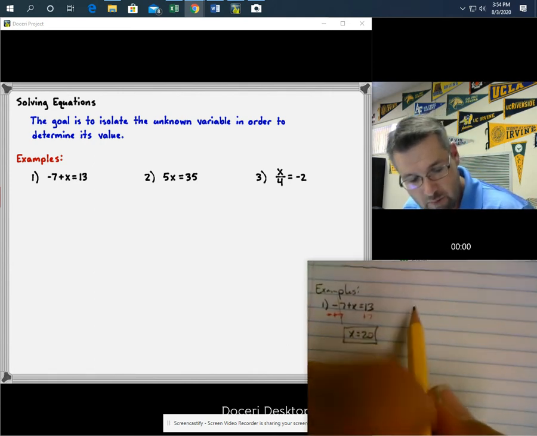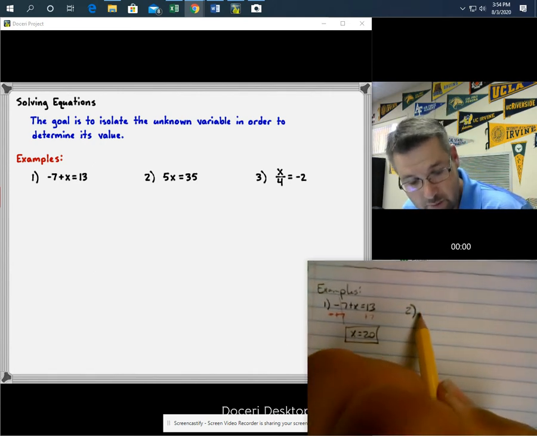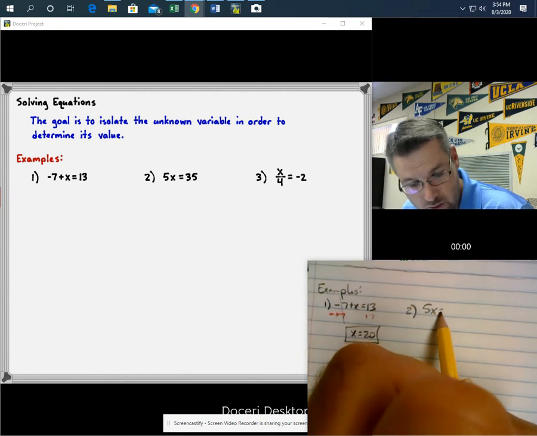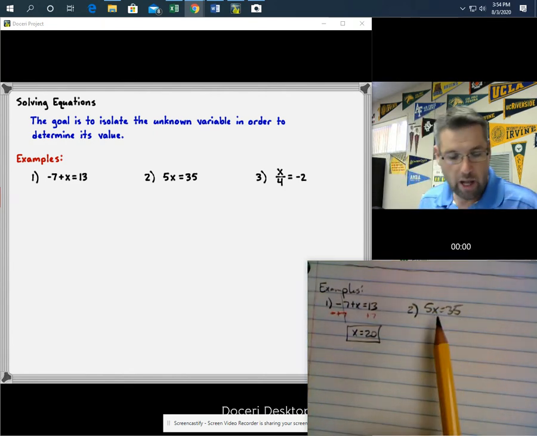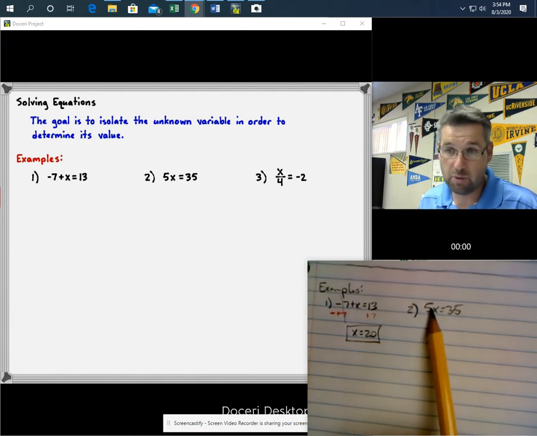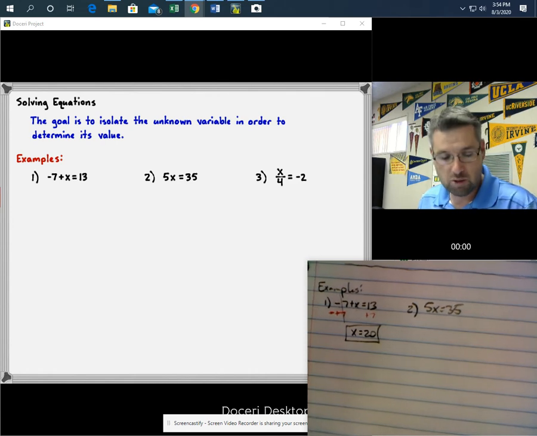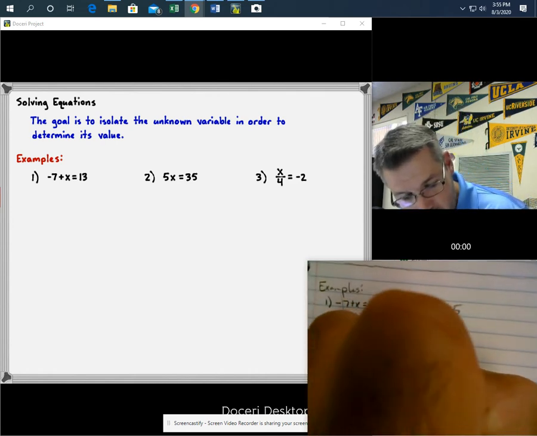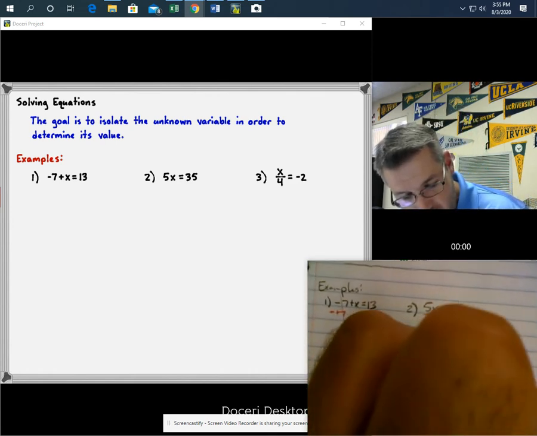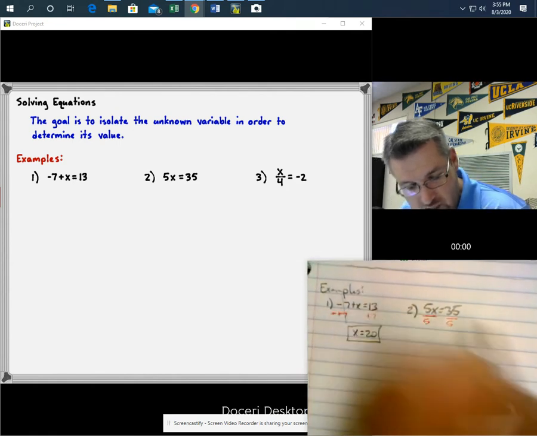Okay. For number 2, I'm going to write down my example. 5x equals 35. Well, what's the operator that I'm doing with the 5 and the x? I'm multiplying. So how do I get rid of multiplication? Well, I'm going to divide by 5 because I was multiplying by 5.